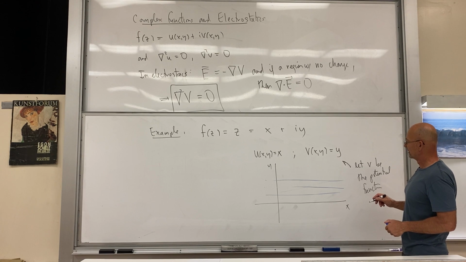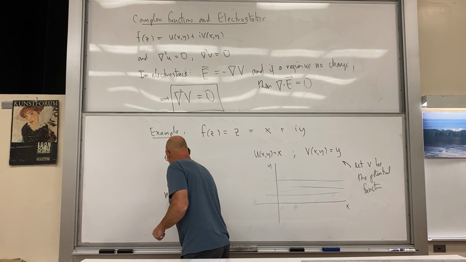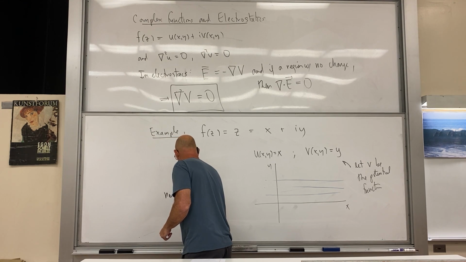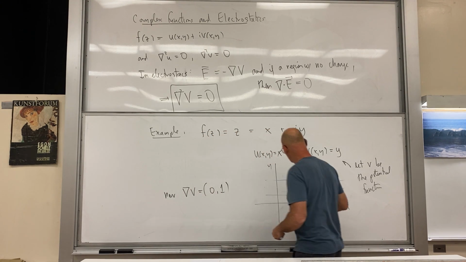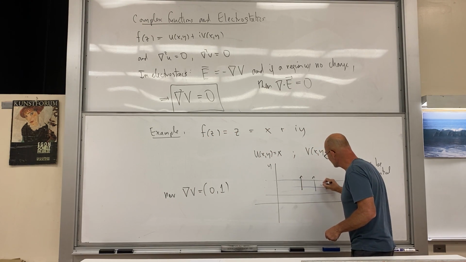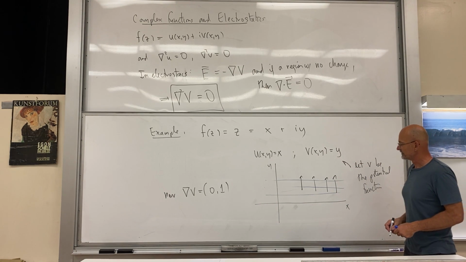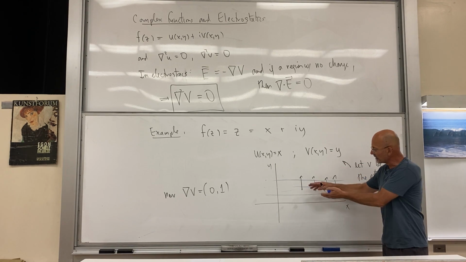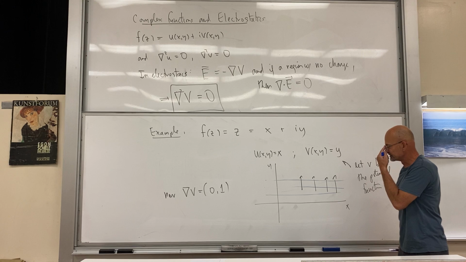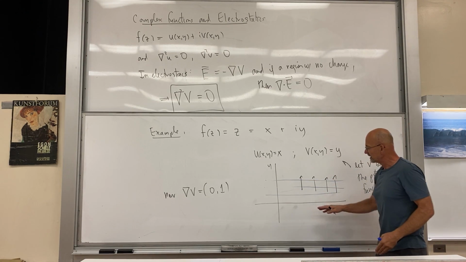And now the gradient of v is equal to (0, 1). Okay, so your field vectors, your field is like that. And plus or minus depending upon the way the constant values go here. So I'm not going to worry about the sign right now. It's just the fact that they're perpendicular to the constant values.